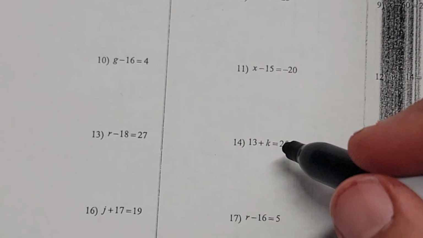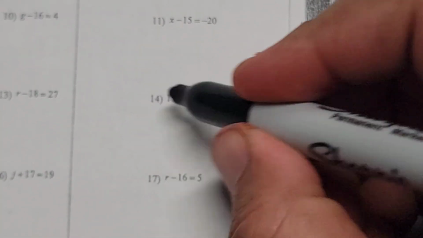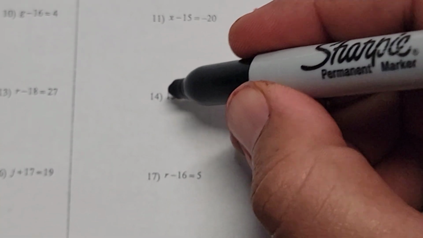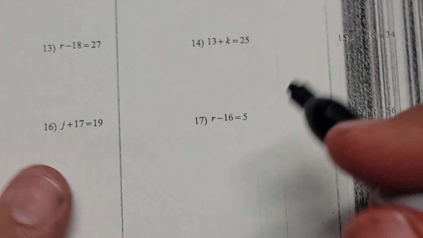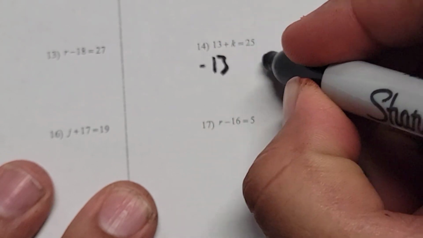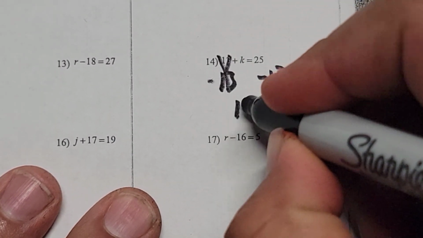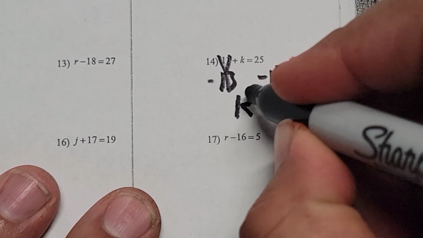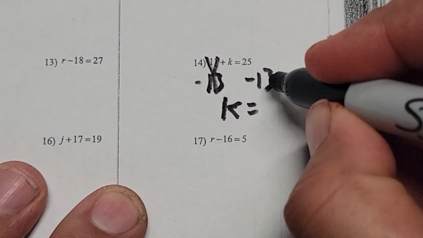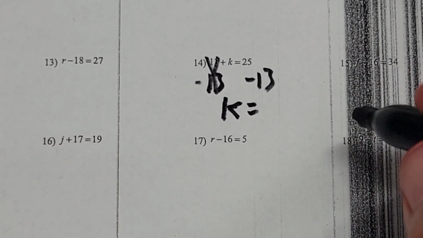So for example, number 14. This 13 is a positive 13. It's the same thing as plus. So the opposite of a plus is going to be a minus. So I want to put minus 13, minus 13. These cancel out. This is a positive k equals 25 minus 13. Whatever that is, that's the answer.